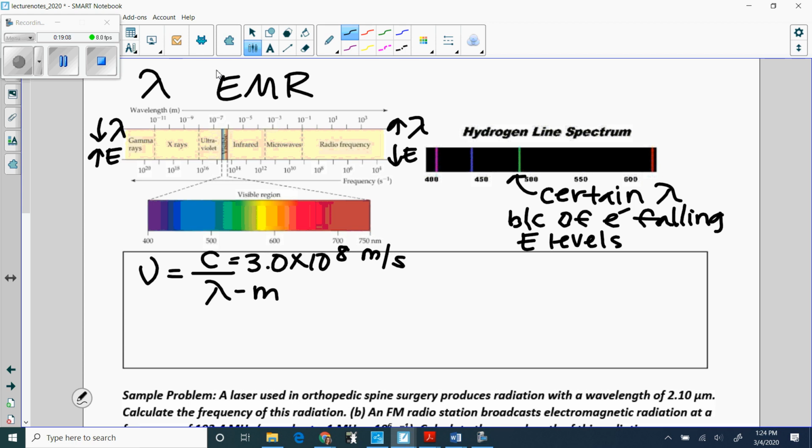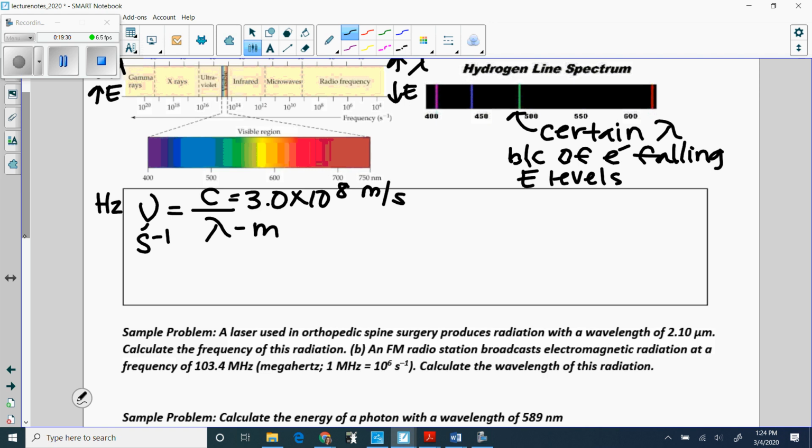So meters on top and meters on bottom cancel, which makes frequency a per second. Seconds to the -1 because it's on the bottom of the fraction. There's a guy, of course there's a guy. His name was Hertz, so a per second is also a Hertz. Okay. The other equation, so we can calculate frequency.